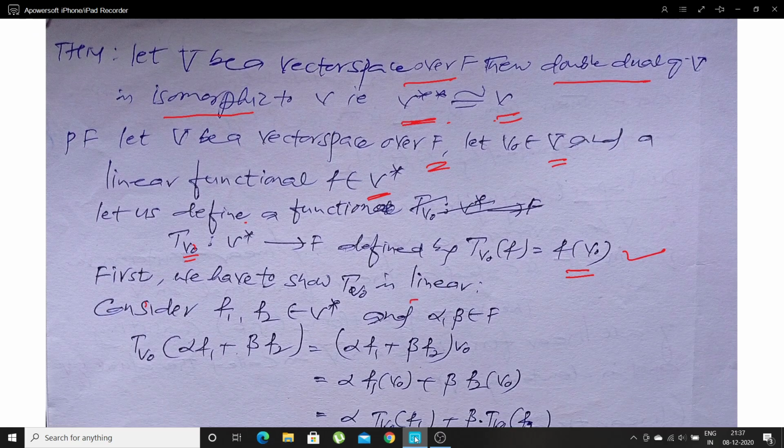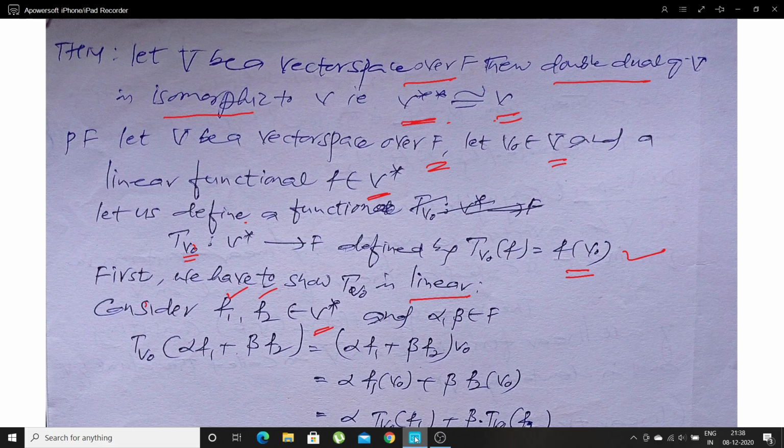Let me show T V naught is linear. To verify the linearity, we have to check the vector addition property, and if it holds, then we have to think of the scalar multiplication property. Okay. Let me consider two functions f1 and f2 belonging to V star, that means the dual space, and alpha, beta are scalars.